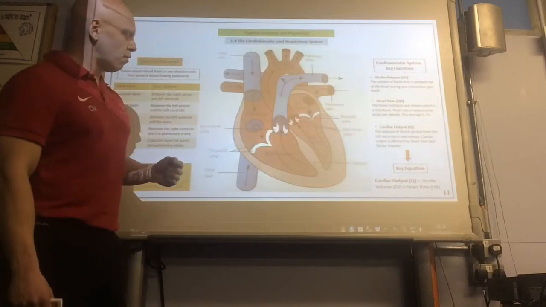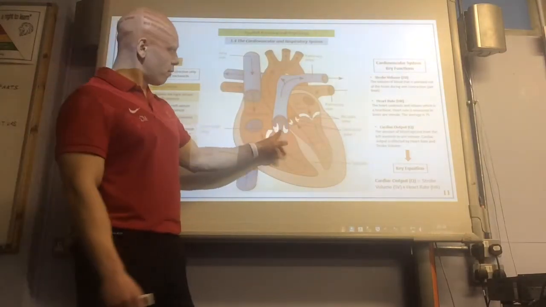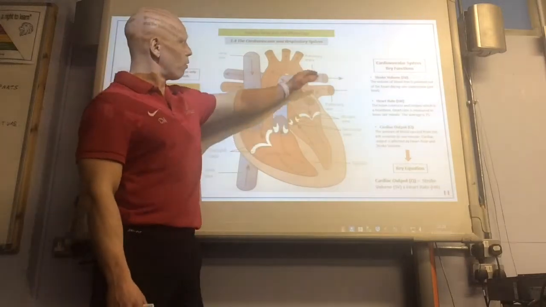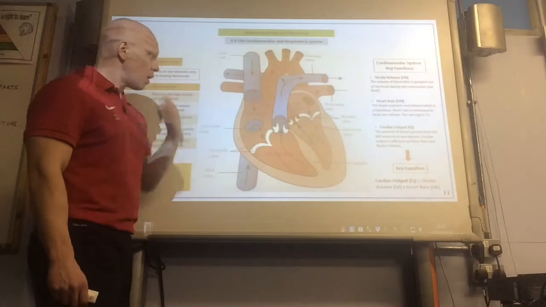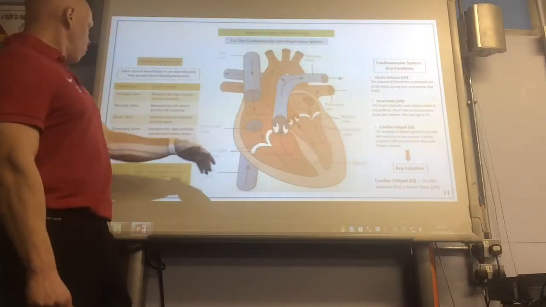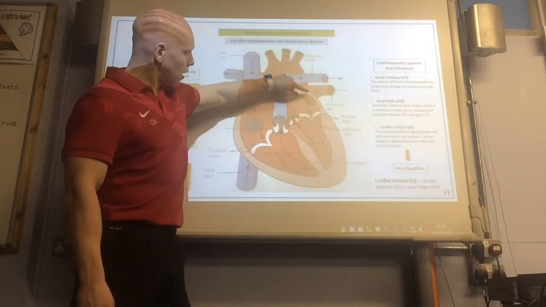Now the pulmonary valve is in the right ventricle area here, okay? The pulmonary valve is this one. It goes in the pulmonary artery, which carries deoxygenated blood, the only artery that does. And then on the opposite side, we've got the aortic valve, which is coming into this bit here.